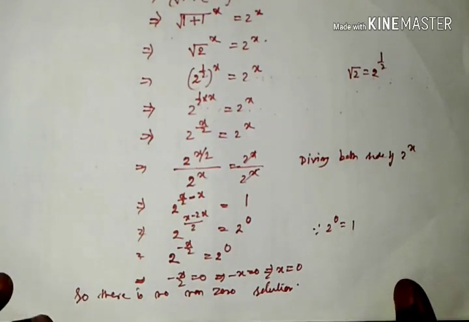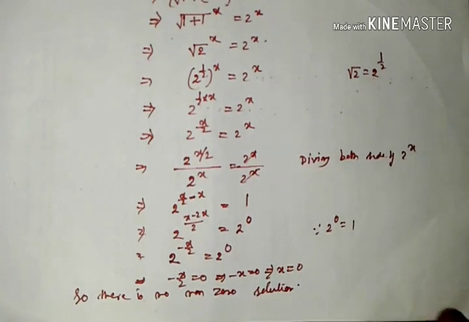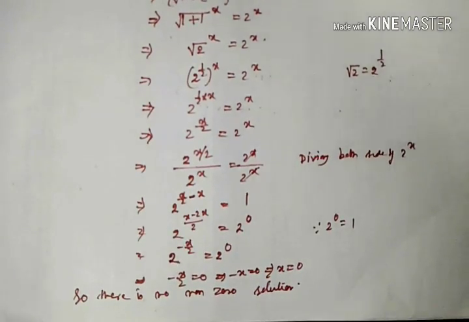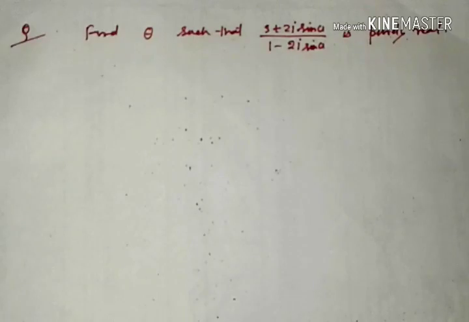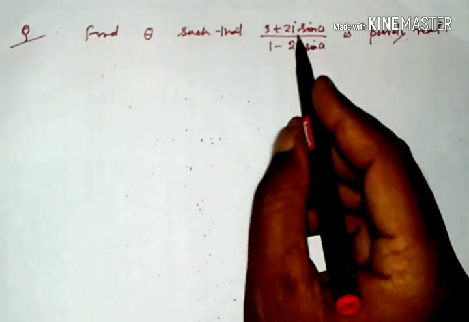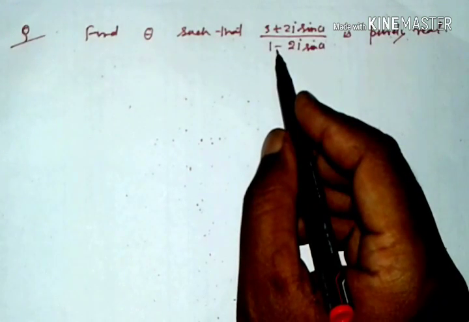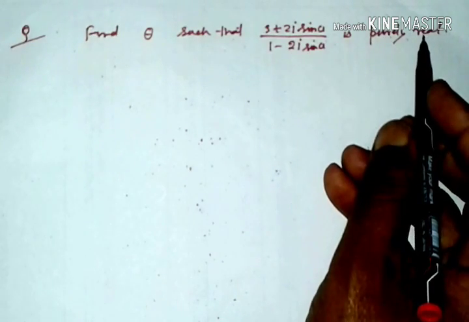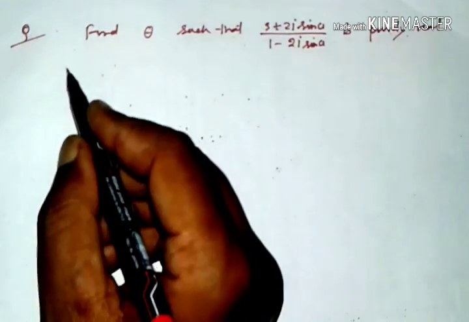Next problem, this is also most important. Find theta such that (3 plus 2i sin theta) divided by (1 minus 2i sin theta) is purely real. Solution.